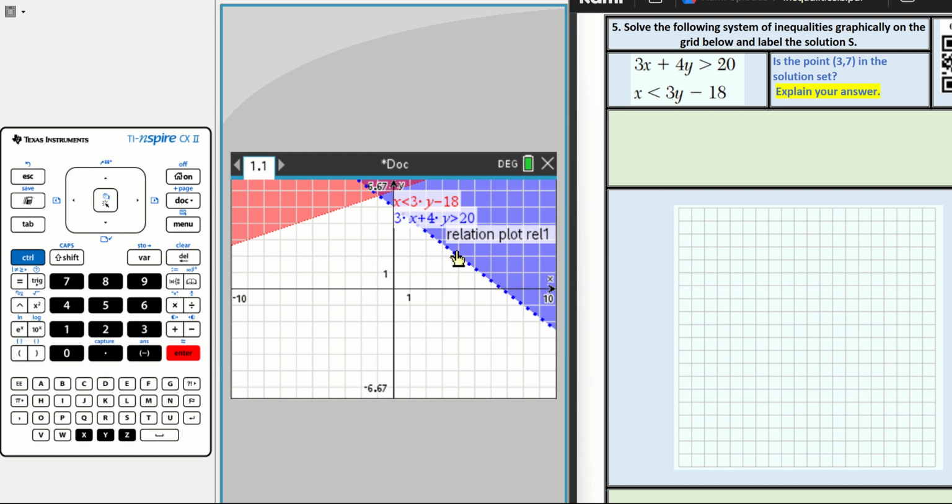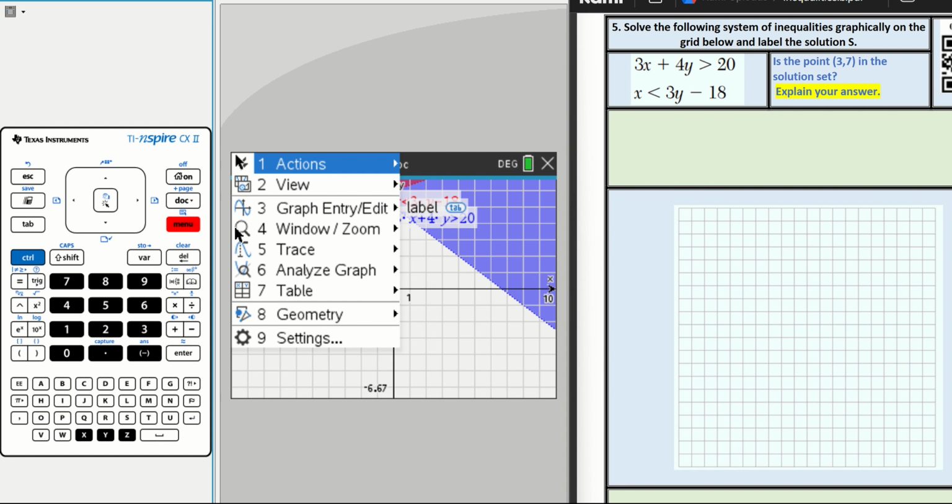They're both dotted lines, indicating that any points on these lines are not solutions. So we want to start graphing these inequalities.